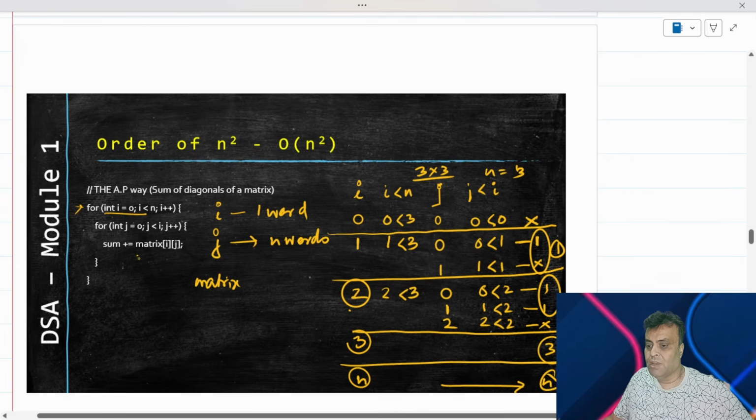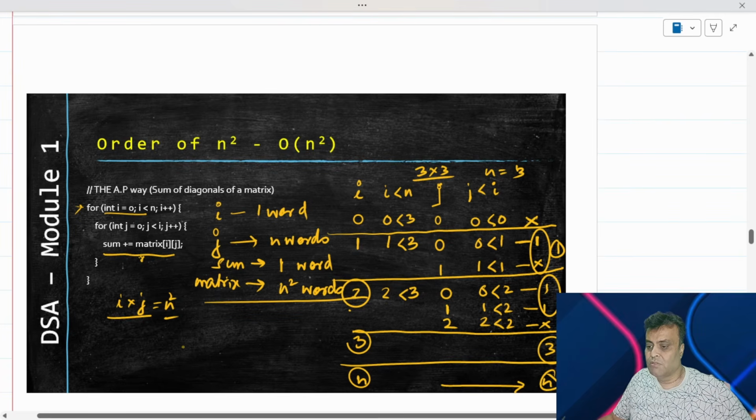Right? Next, I would need this summation in terms of the number of matrix. So sum will be needed also as a variable. So the sum will require one word. It's just a variable. Matrix itself is i cross j, and i cross j will require n square amount of space. So I need n square amount of words.